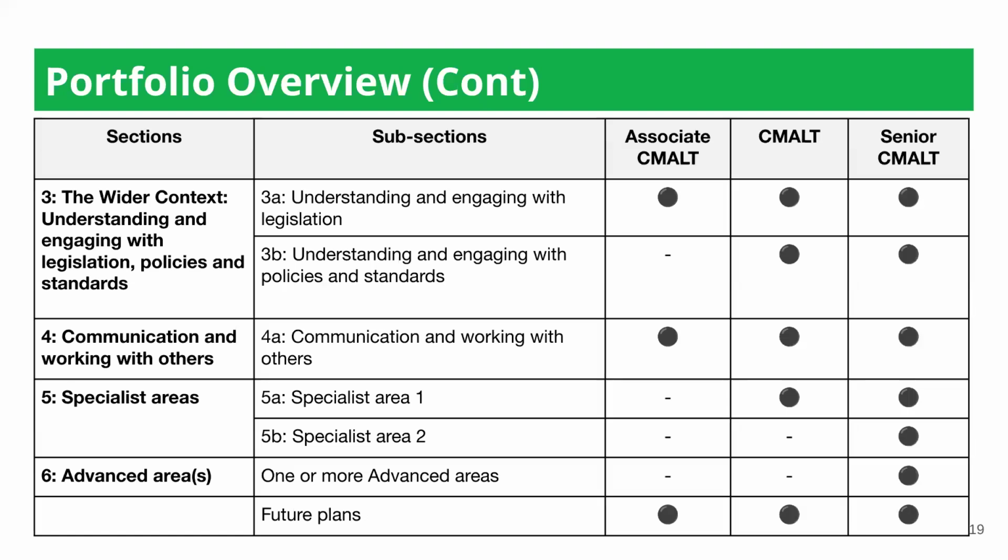And then in section 5, we move on to specialist areas. So Associate CMALT, at this point, you don't need to complete these. CMALT, you complete 1 specialist area, and Senior CMALT completes 2 specialist areas, and then the advanced areas are just for Senior CMALT. Then you've got future plans at the end, which everybody completes.